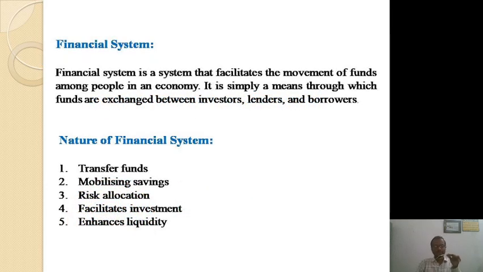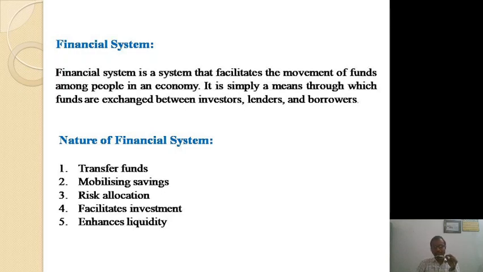Before explaining the financial system, I would like to explain one important point. In any economy, there are two types of sectors. One is the surplus sector, another is the deficit sector. The surplus sector includes individuals or corporates or anyone whose income is more than their expenditure. On the other hand, a deficit sector is one where the income is less than their expenditure. We call it a deficit sector.